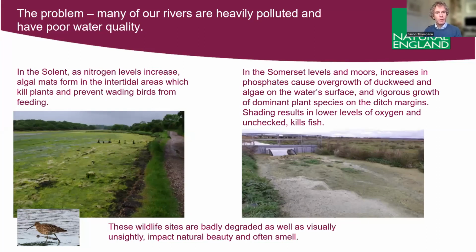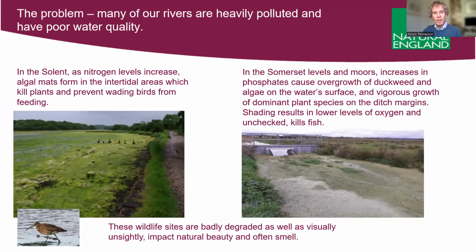So in the Solent, elevated nitrogen levels lead to algal mats forming in the intertidal areas of the estuaries and harbours within the Solent area, which damages plant diversity. And one of the specific issues in the Solent is the prevention of wading birds accessing the intertidal mud for feeding.